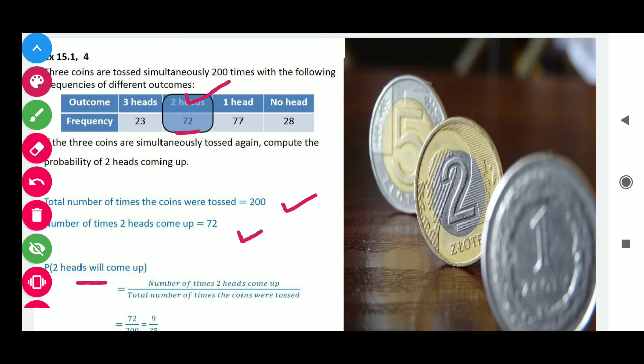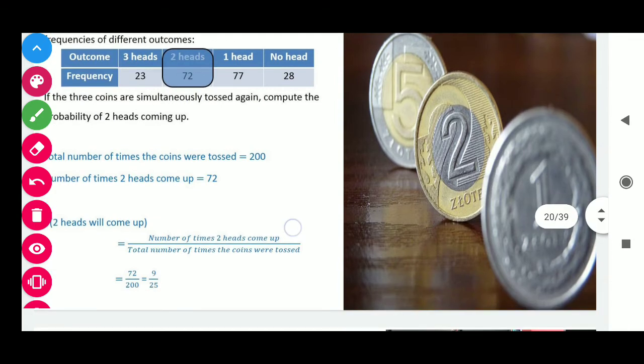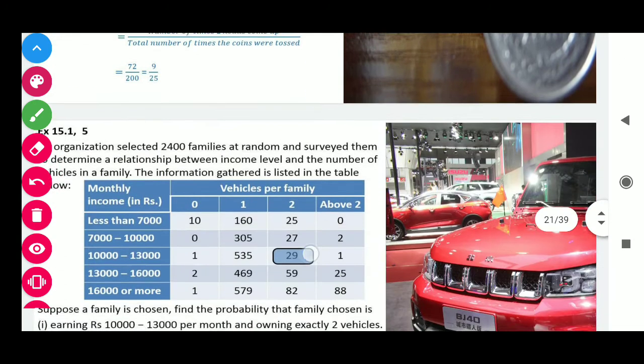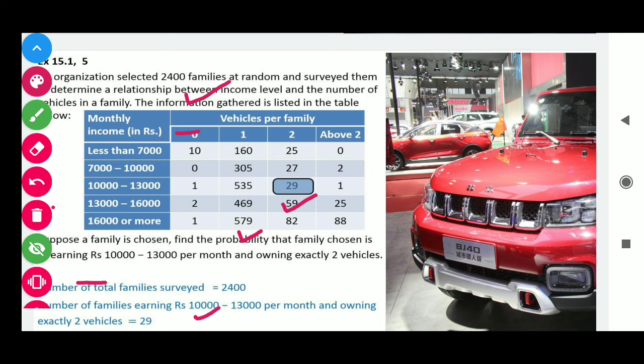That's really very easy. So students, 2 heads occurred 72 times. Then 72 will be written in the numerator and 200 will be in the denominator. So in this way we get the answer 9/25. Now students, here we have question number 5.